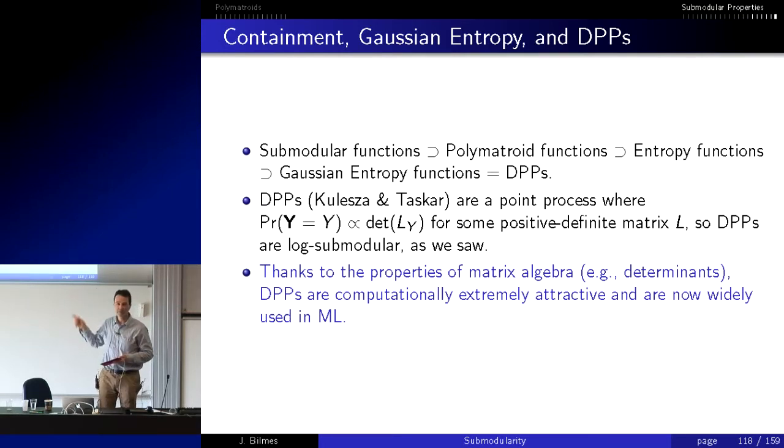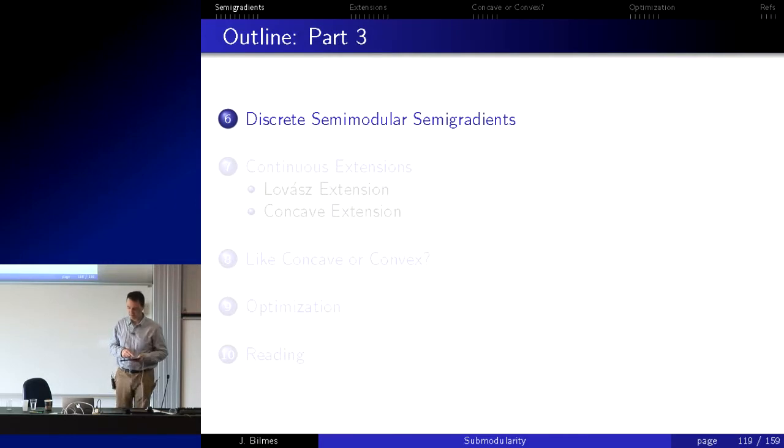And so, for example, in the determinantal point processes case, you can bring to the table an enormous array of matrix tricks that you can use to do efficient computations with determinantal point processes. And so that's one of the additional advantages of DPPs. There's so much known about matrices. Okay, so I'm going to talk next about semi-gradients, and in particular discrete submodular semi-gradients.